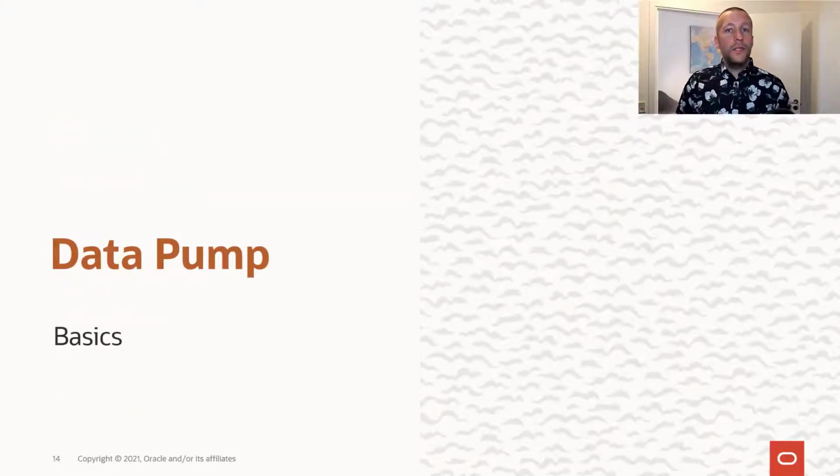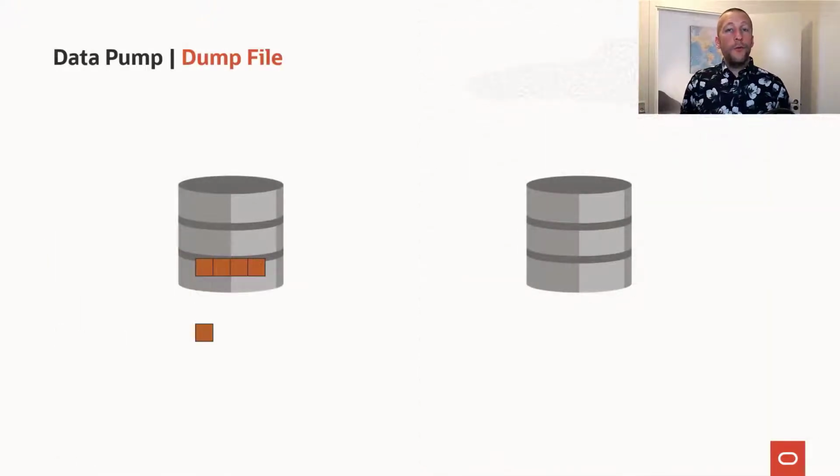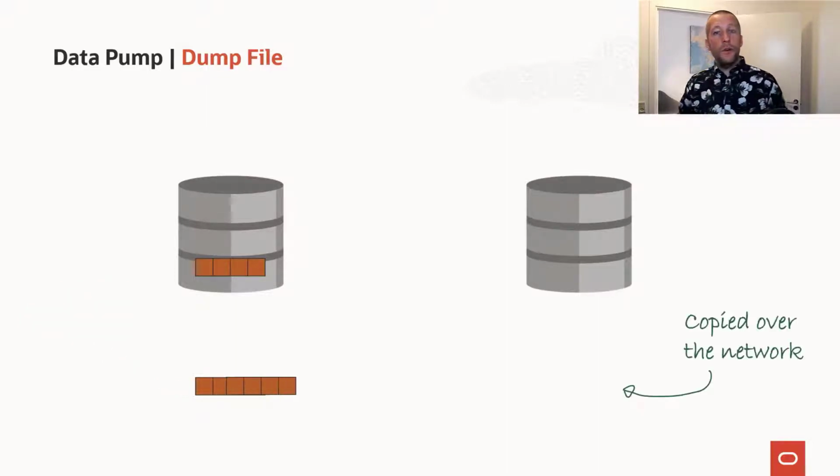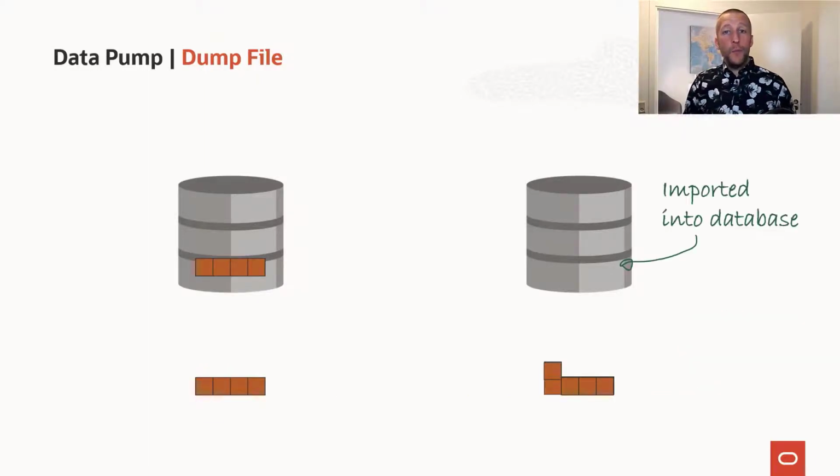So let's discuss the basics about Data Pump. The default way of using Data Pump is to use it in dump file mode. When you do that, you export the data from the source database and put it into a dump file. You can then transfer the dump file over the network to your target database and then import from the dump file into the database.